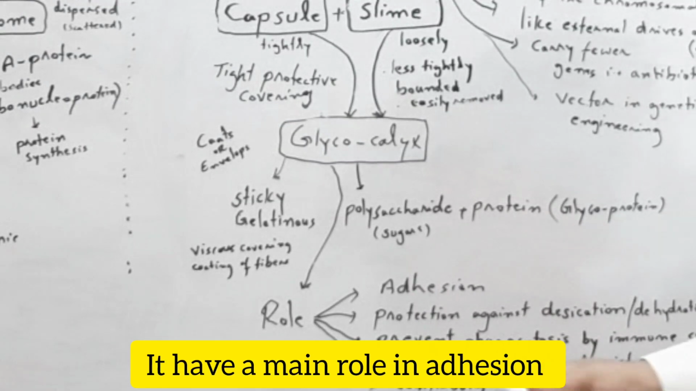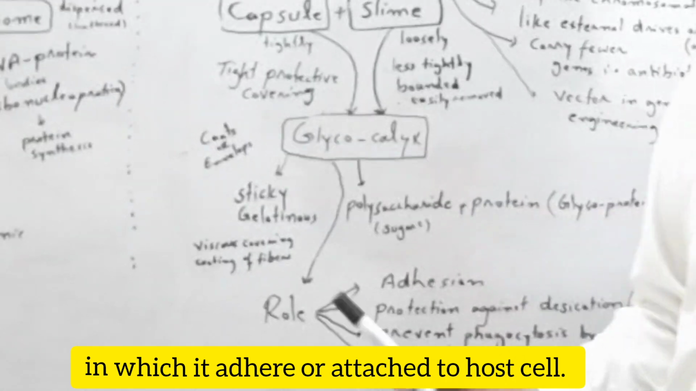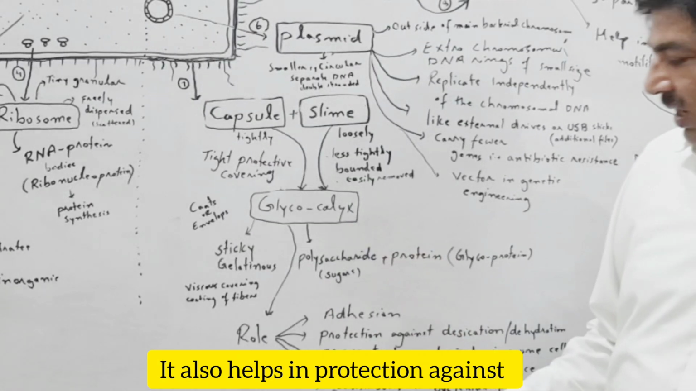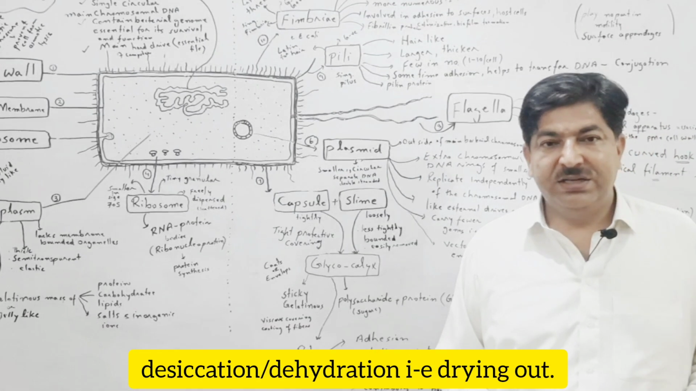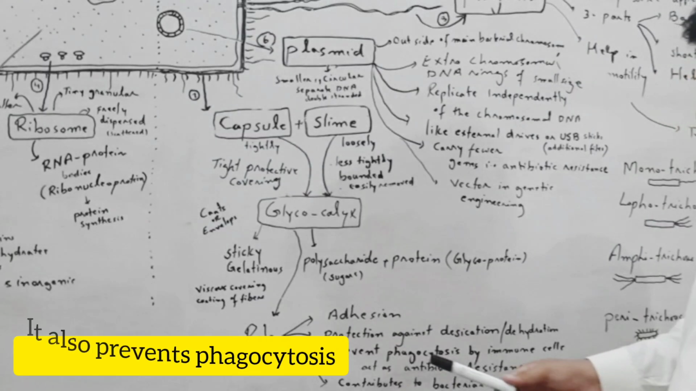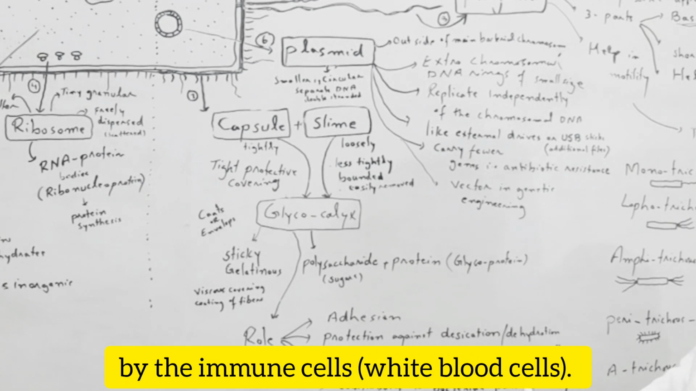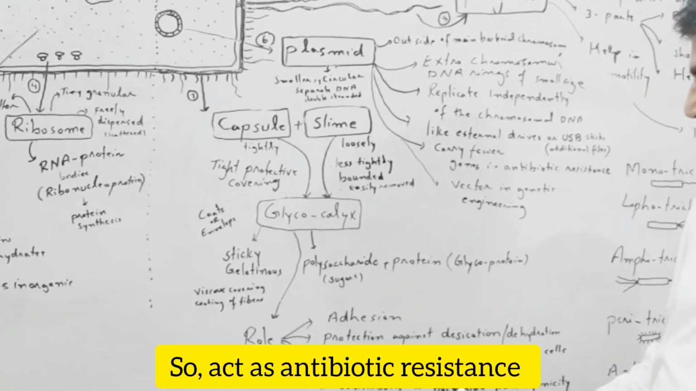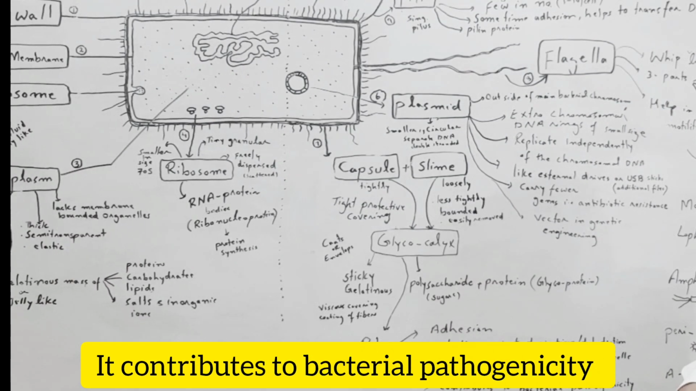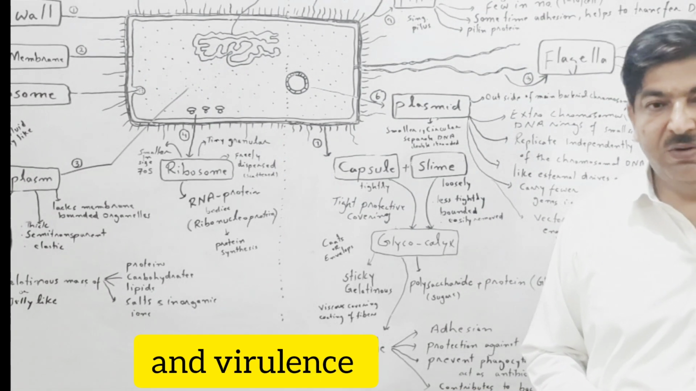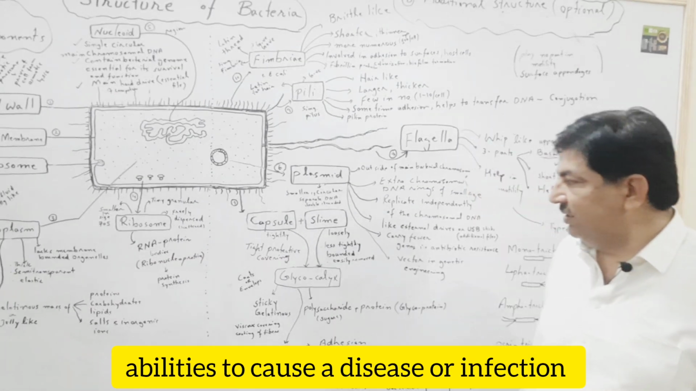It has a main role in adhesion, in which it adheres or attaches to host cells. It also helps in protection against desiccation and dehydration, that is drying out. It also prevents phagocytosis by the immune cells, so it acts as antibiotic resistance. It contributes to bacterial pathogenicity and virulence, enhancing the bacterial ability to cause disease or infection.